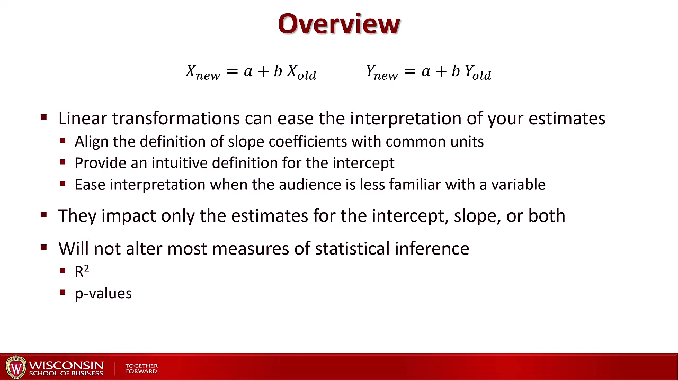It can also provide an intuitive definition for the intercept. For instance, if you switch the temperature from Fahrenheit to Celsius, then now x equals 0 is interpretable. It's the freezing point for water. And finally, it could ease the interpretation when the audience is less familiar with a variable or unit, which is my case for any imperial units. You would have to switch it to metric for it to make sense to me.